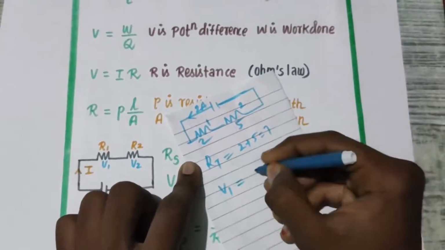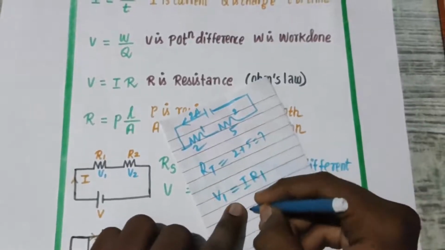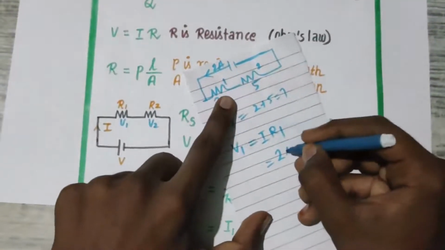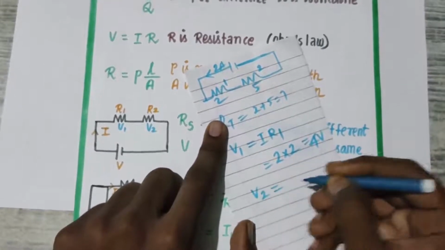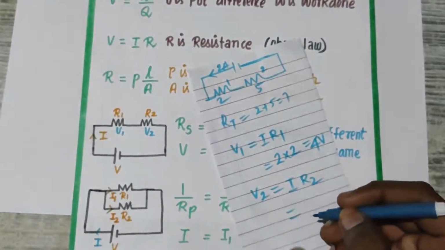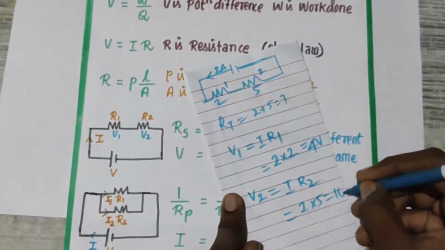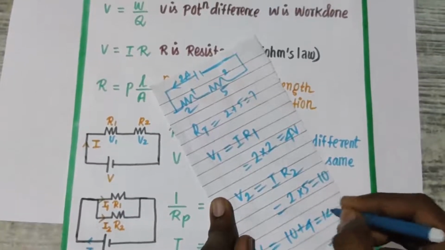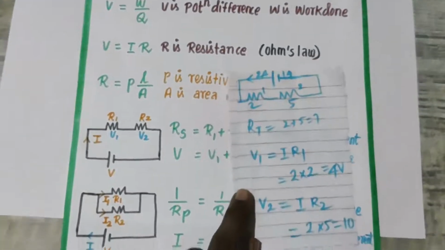Now if they ask for the voltage here, V1, how will you find V1? Using Ohm's law. What is Ohm's law? V equals I into R1. The I value is 2 and R1 is 2 ohm, 2 ampere, so 4 volt. In the same way, how will you find V2? I into R2, because the current is the same in both, I just write I. The I value is 2 ampere, R2 is 5, so it will be equal to 2 fives are 10. So total voltage is 10 plus 4 equal to 14 volt. So this is the total voltage.